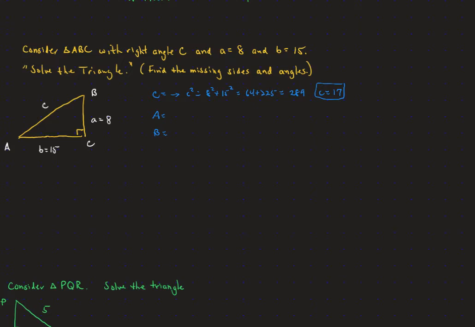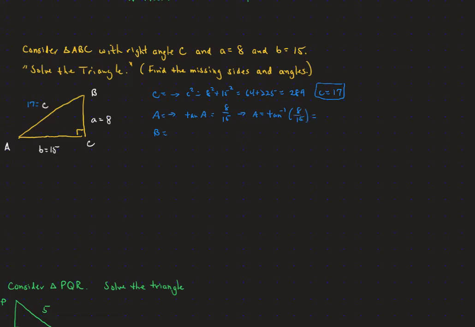Now we need to find angle A, and we can do that one of several ways. We can pick 2 of those sides. It doesn't much matter. I think I'm going to go with the ones that were given to us. So we can say that the tangent of angle A is the opposite over the adjacent, and that means that angle A will be the inverse tangent of 8 over 15.